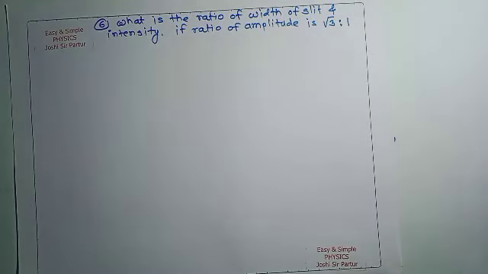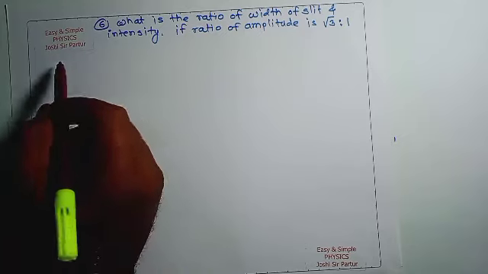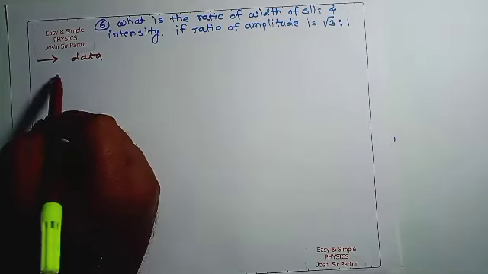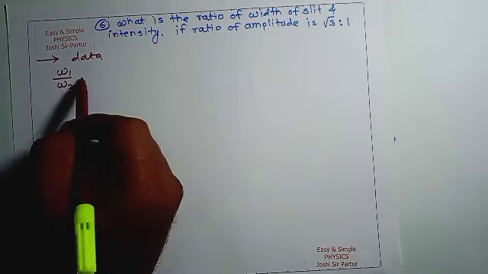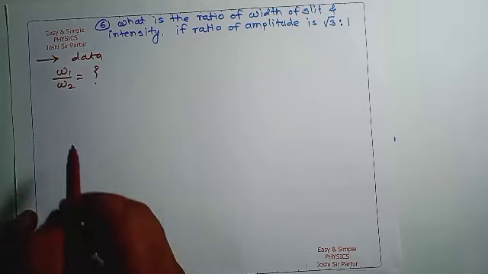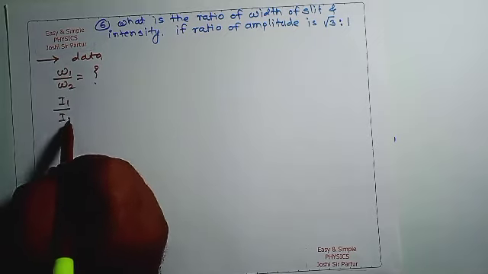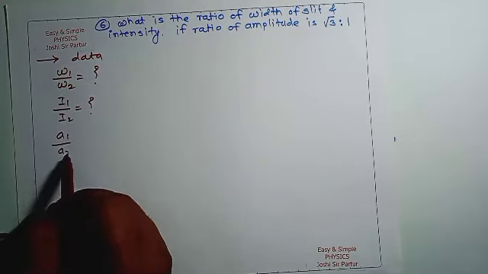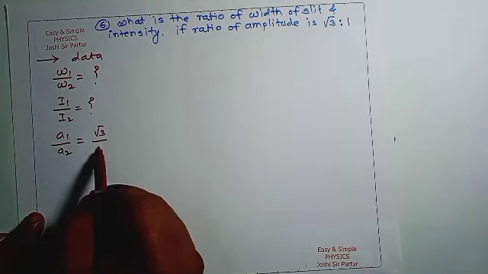Similarly, question number 6 is: what is the ratio of width of slit and intensity if the ratio of amplitude is square root of 3 is to 1? See here, data is given. The ratio of width, W1 upon W2, will be calculated. Also, the ratio of intensity, I1 upon I2, will be calculated, but it is given as the ratio of amplitude A1 upon A2 will be square root of 3 upon 1.